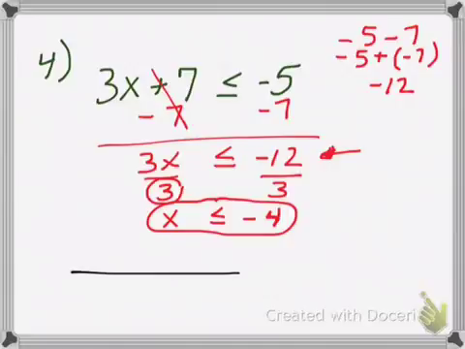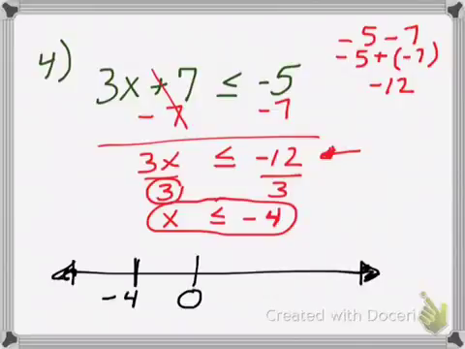And then graph my solution. Mark off 0, and then find negative 4, about here. Less than or equal to, I use a closed circle. So it's saying x is less than or equal to negative 4. So negative 4 is included in my solution, and everything to the left of negative 4 will make my inequality true because it's less than or equal to negative 4.